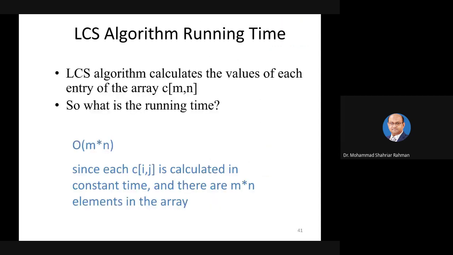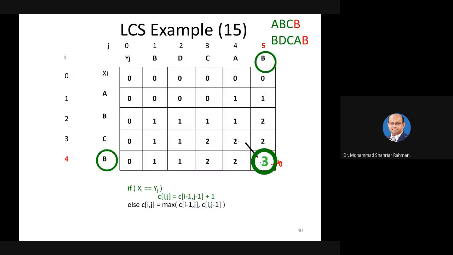কি করব এখানে কি বলছে? The algorithm calculates the values of each entry of the array. So what is the runtime typically? We scan all of them, right? MN. So quadratic complexity. But remember what we are doing, dynamic programming আমরা, we are just remembering two values, right?